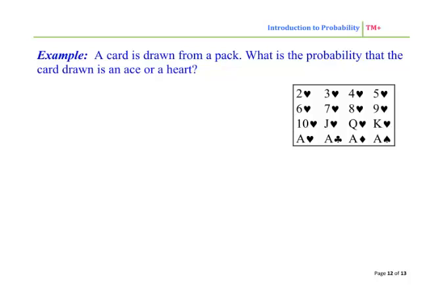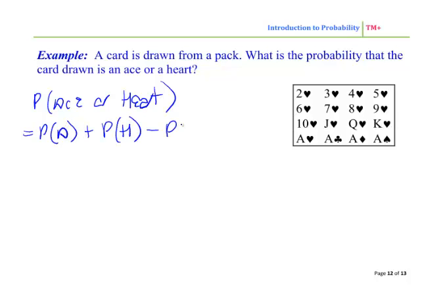So let's look at an example. A card is drawn from a pack. What is the probability that a card drawn is an ace or a heart? So the probability of an ace or a heart is going to be the probability of an ace plus the probability of a heart minus the probability of the ace of hearts, because that's the overlap. This ace could have been a heart, this heart could have been an ace.